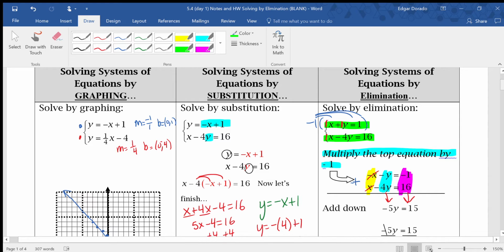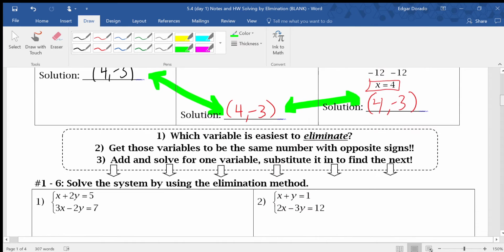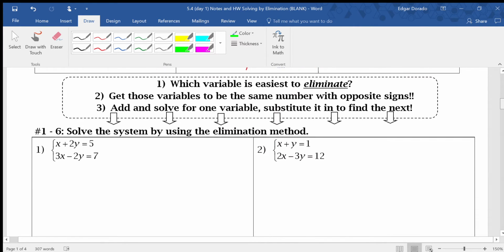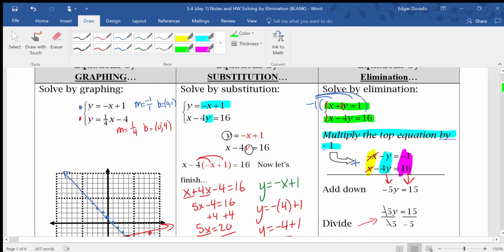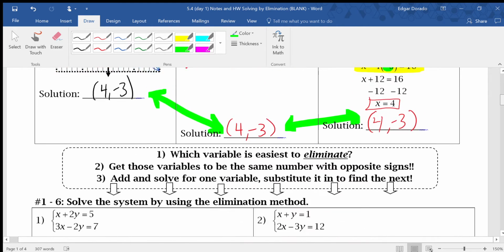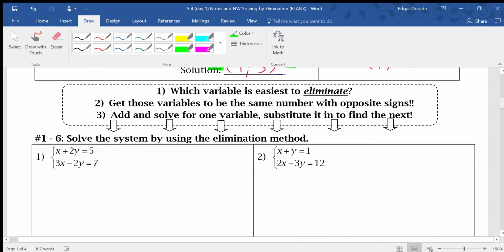These are the types of questions we're going to ask ourselves, kind of like what we asked ourselves when we were doing substitution. You have to ask yourself, which variable is easiest to eliminate? Notice up here, both x's were the same. They were both positive x's. But if I could turn one of them negative, that would be easy to eliminate the x's. So that's what you have to ask yourself: which one is easiest to eliminate? Then you would get those variables to be the same number with opposite signs.